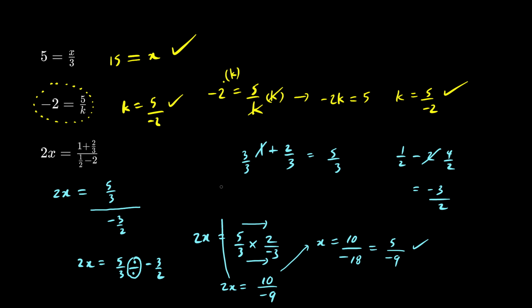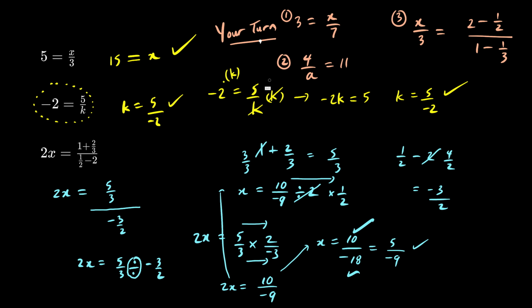Let's try this step one more time just to understand it better. So x is equal to 10 over negative 9 divided by 2. Dividing by 2 is the same thing as multiplying by the reciprocal, 1/2. So as you can see, you multiply across. 10 times 1 is 10, and negative 9 times 2 is negative 18.